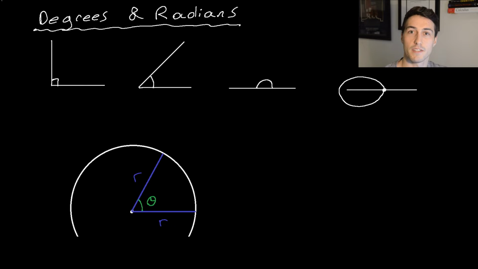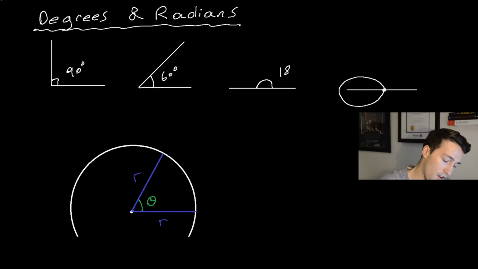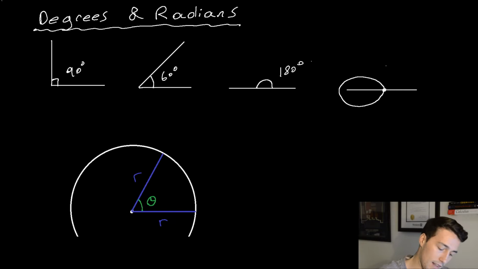Alright, so before we go into what radians are, let's think about how we measure angles currently. Typically, we've been using degrees. We've been saying that things like a perpendicular line like this are 90 degrees. Maybe this is 60 degrees. We have over here a 180 degree angle. And finally, we have a 360 degree angle, or a full revolution.